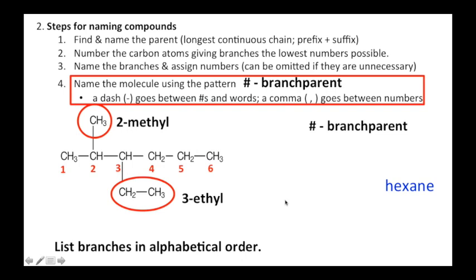So watch. Here's the name. Alphabetically, I have 3-ethyl 2-methyl hexane. Now I kind of prefer Larry, but I don't get to make those rules. So 3-ethyl 2-methyl hexane. All right, so there you go.